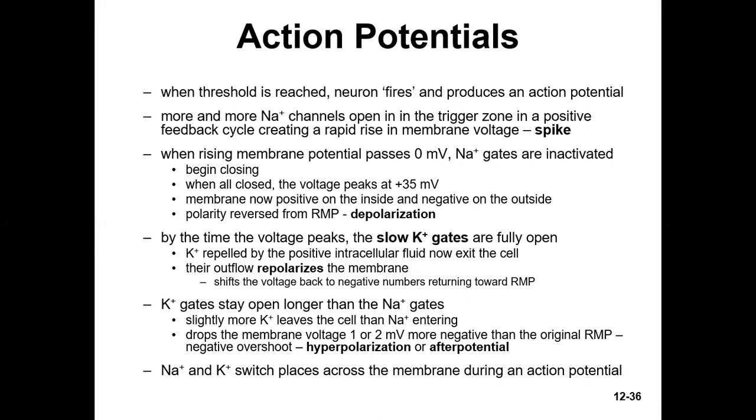So the potassium gates will stay open longer than the sodium gates did. So slightly more potassium will leave the cell than sodium entering. This will drop the membrane voltage 1 or 2 millivolts more negative than the original RMP. We call this overshoot hyperpolarization or an after potential, and it will regulate itself. Some will leak out. This is good news because then the action potential can be reset very quickly.